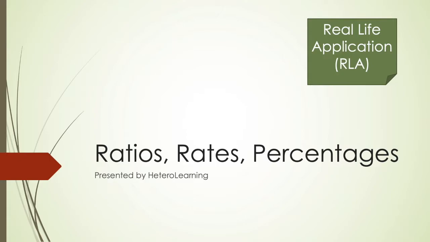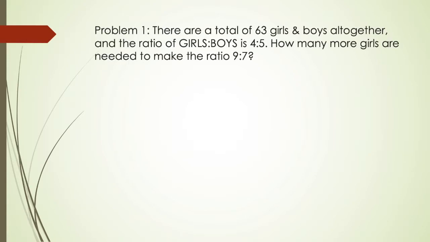Let's get started. Our first problem is the easiest one, and it says, there are a total of 63 people, and the ratio of girls to boys is 4 to 5. It asks us how many more girls are needed in order to make this ratio 9 to 7. So essentially, this problem is implying that we can add girls, but the number of boys cannot change.